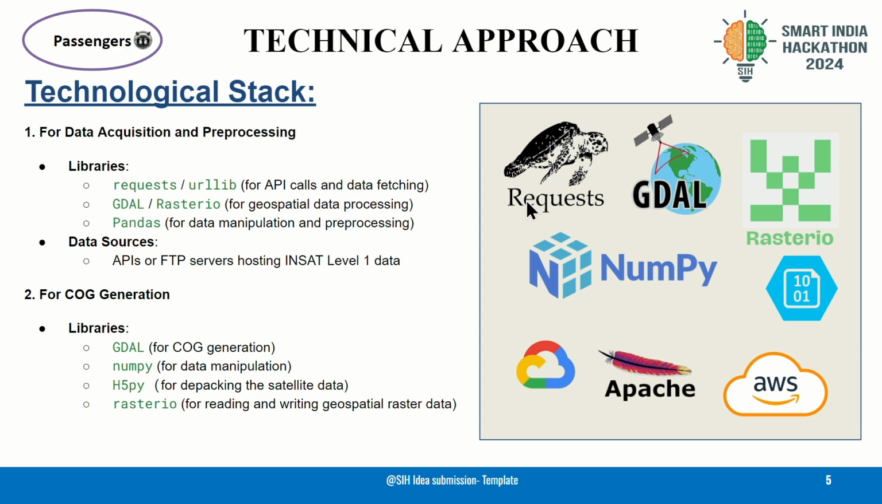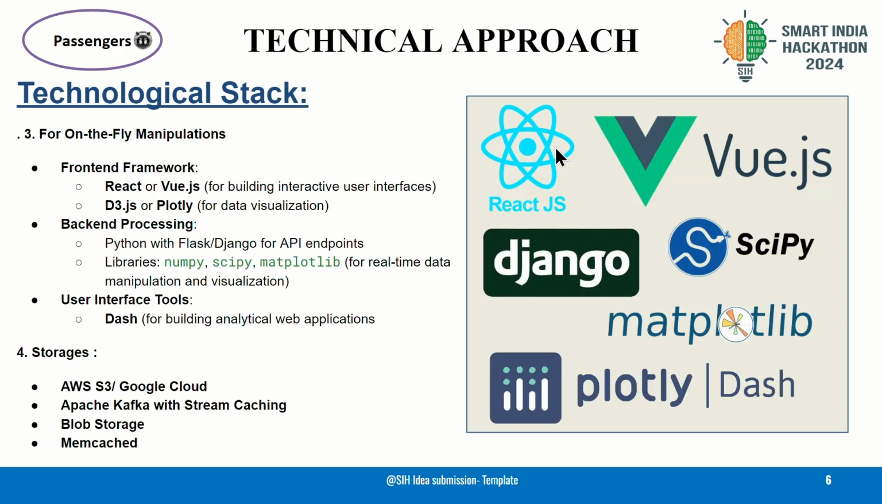So here is the technical stack. For data acquisition and pre-processing, we'll be using Requests, GDAL, and Pandas, and for COG generation, the libraries that we will be using are NumPy, H5PY, and Rasterio. Now for on-the-fly manipulation, the front-end technology that we'll be using is React and Plotly.